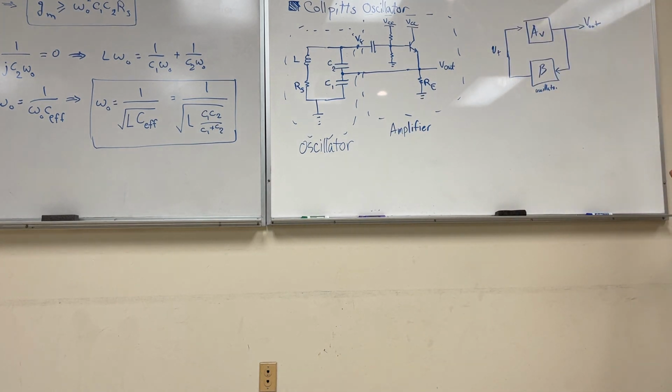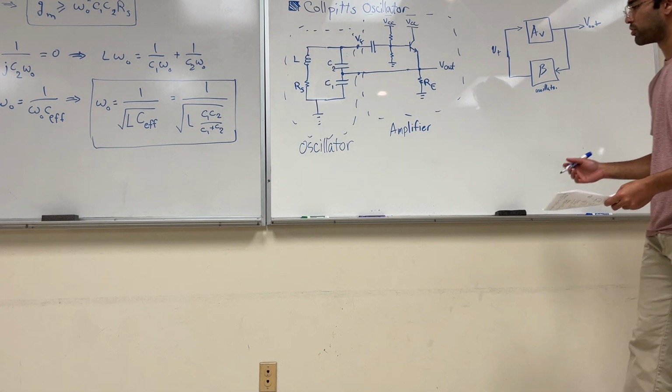So in this block diagram, AV is going to be the gain of your amplifier, and beta is going to be the gain or attenuation of your oscillator. And so at a high level, we want to somewhat balance the gains such that we're producing a consistent V out.